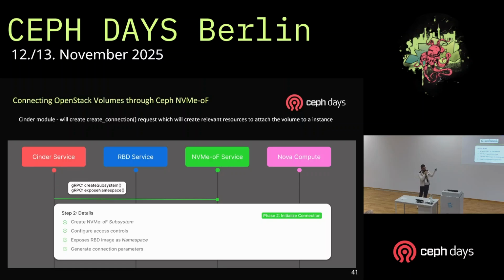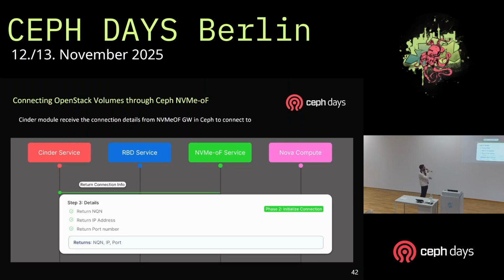So I use the same concept here: when I created an NVMe-oF volume, it creates an NVMe subsystem with access control for that particular node, and it also exposes the namespace. It uses the same RBD image that was created and exposes it in the namespace, and it provides all of the details back to the Cinder service.